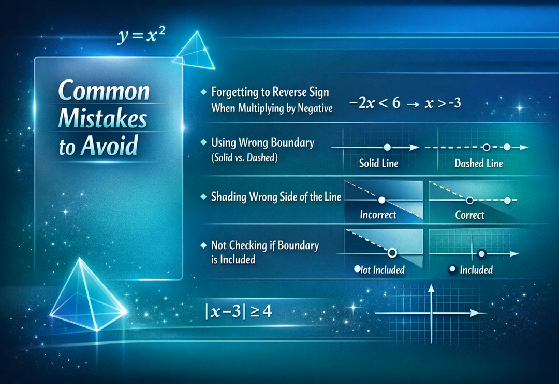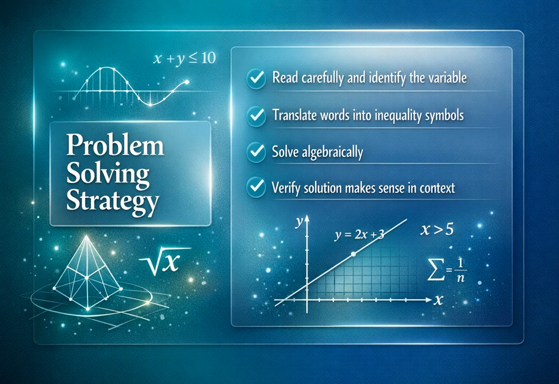Watch out for common mistakes. The biggest one is forgetting to reverse the inequality sign when multiplying by a negative number. Also, use solid lines for inclusive inequalities and dashed lines for strict ones. Always test a point to make sure you're shading the correct side. Check whether the boundary is included. Here's a problem-solving strategy.